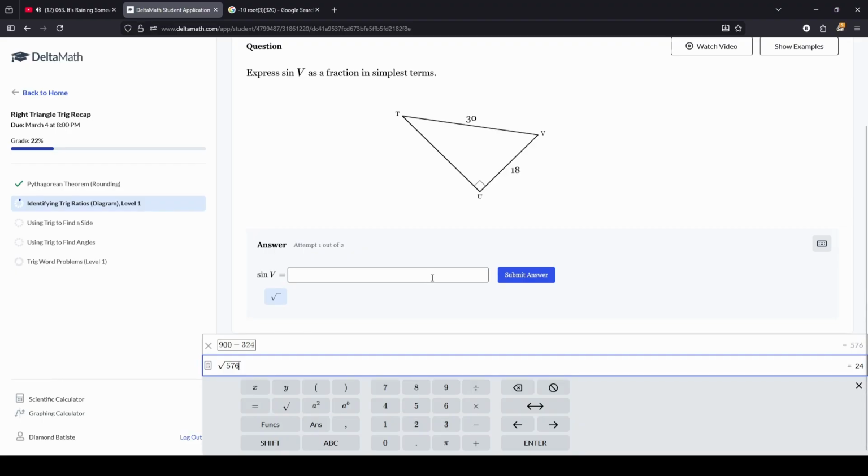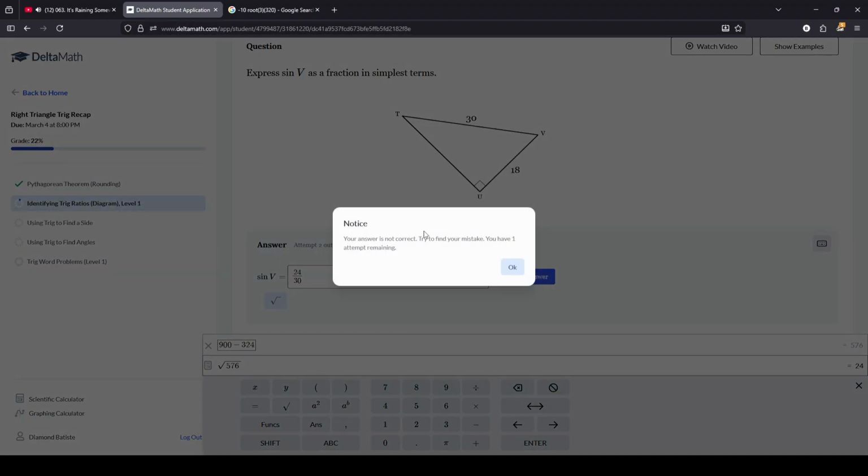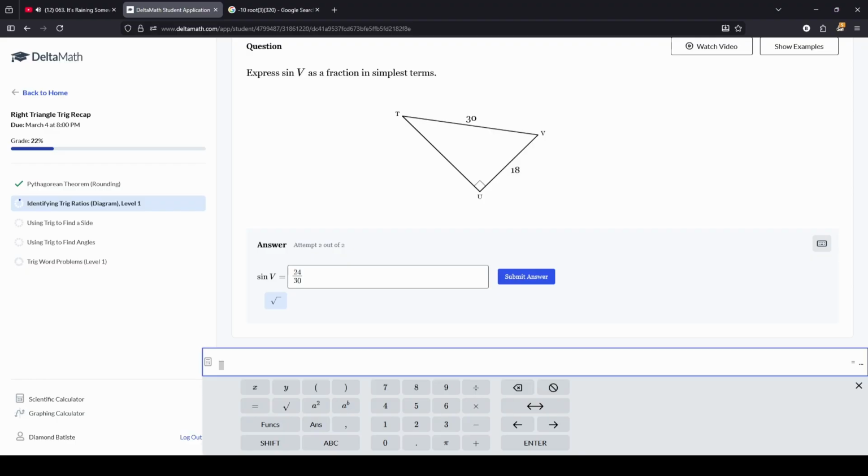What do I do afterwards? Oh yeah, that's right. So the 24 goes over here, and then since we want sin V, let's see, the S would go at the top. So we will put 24. IN goes at the bottom. So 30. Oh wait, that's right. Simplest form. Hopefully that's it, and it's not that I mess this up, or else I'll be stuck here again.